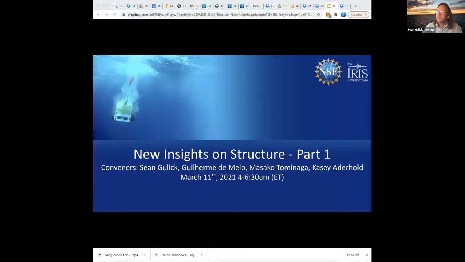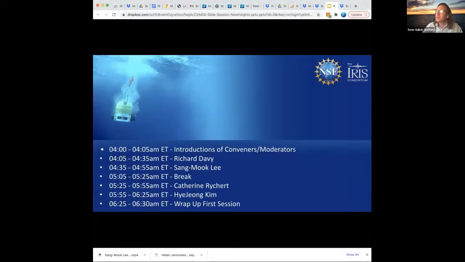Dr. Richard Davy is a marine geophysicist and seismologist, a research associate in the Department of Earth Science and Engineering at Imperial College London. His expertise includes travel time tomography and full waveform inversion. One of his current research foci involves investigating the physical properties of slow slip events on the Hikurangi subduction interface using seismic full waveform inversion methods. So Richard, if you want to go ahead and share your screen, you can take it away.